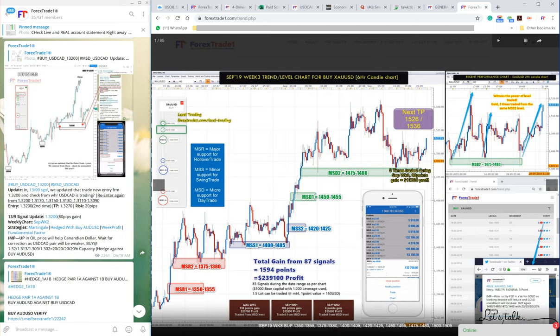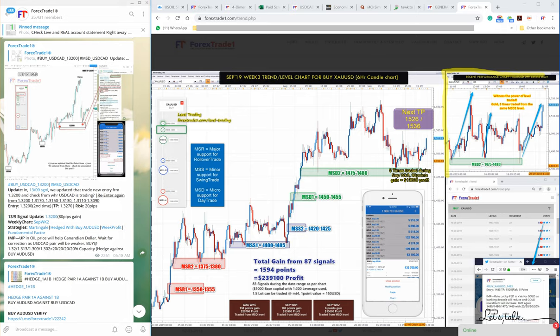As you can see, this is the weekly performance, and at the MSD2 level it traded precisely three times from here. MSD2 was 1475 to 1480, and it traded almost 1517. Next week we predict the TP of 1526 to 1536. So this is how our hedging works.